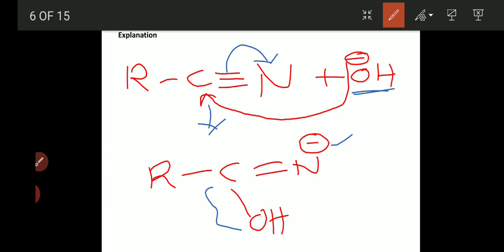Now, what is happening after this? After this N minus has to be neutralized. So that's why it is reacting with H2O. H2O is shown as HOH. HOH is again two parts, H plus and OH minus. Now nitrogen needs this H plus. So nitrogen gives its electron pair to H plus and forms what? NH to neutralize that. That is, RC bond OH double bond N minus will become RC bond OH double bond NH. Okay.